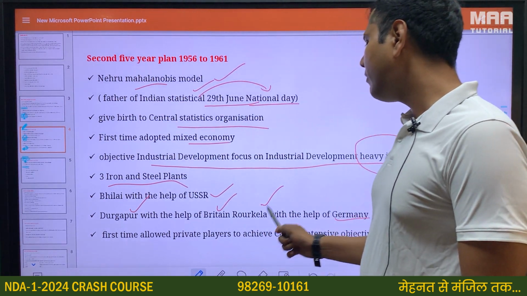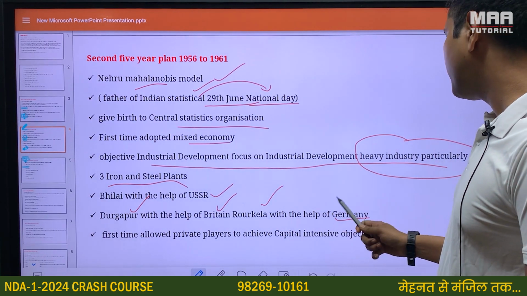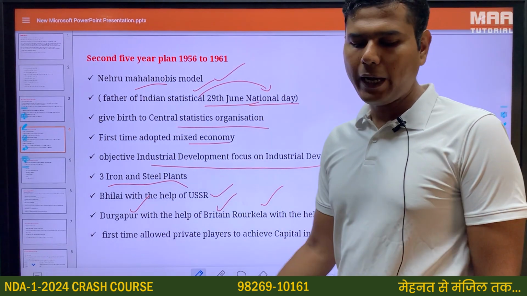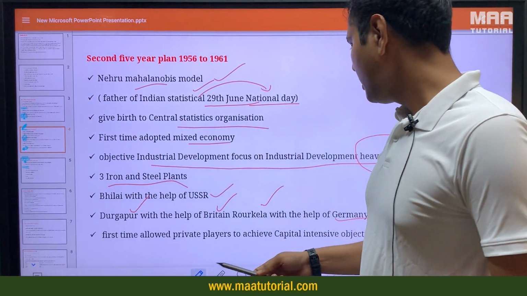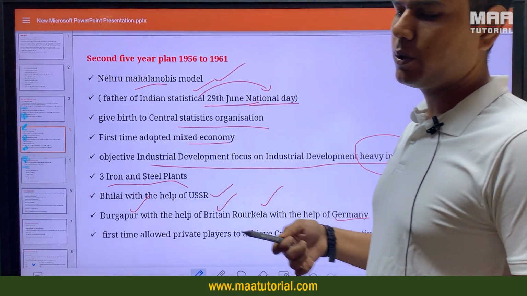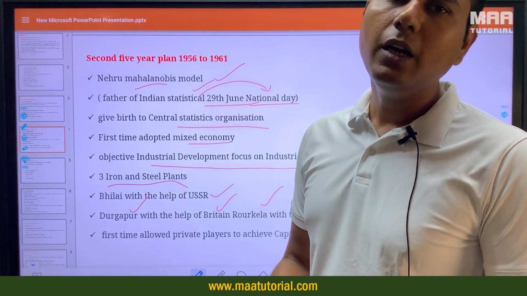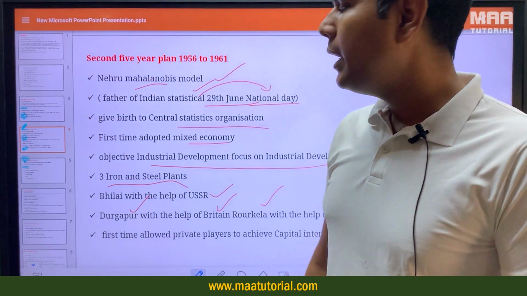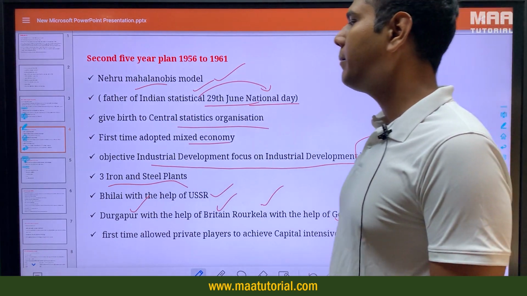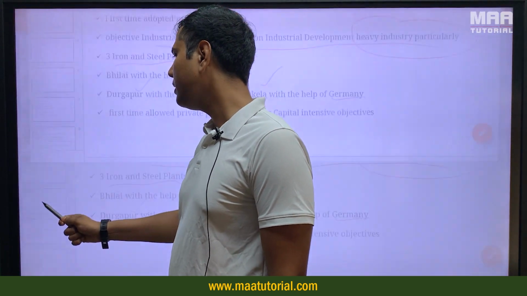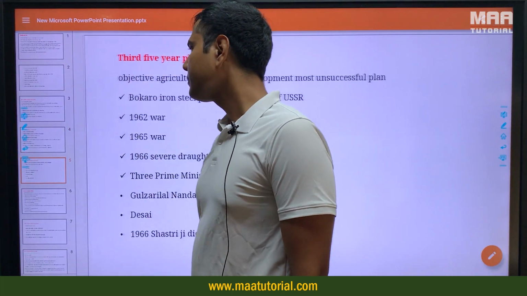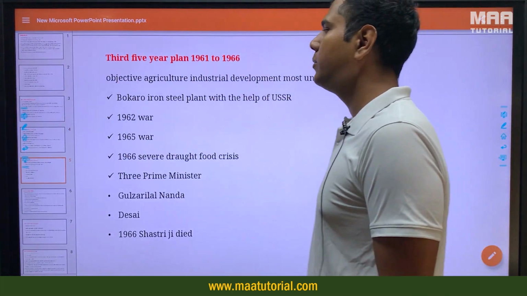First time, private players were allowed to achieve capital intensive objectives. So why did we allow private players? Because we wanted to achieve capital intensive objectives. The government needed a lot of money for that, which was not very easily available. Hence the government allowed private players to play an active role in these industries. So let's continue.